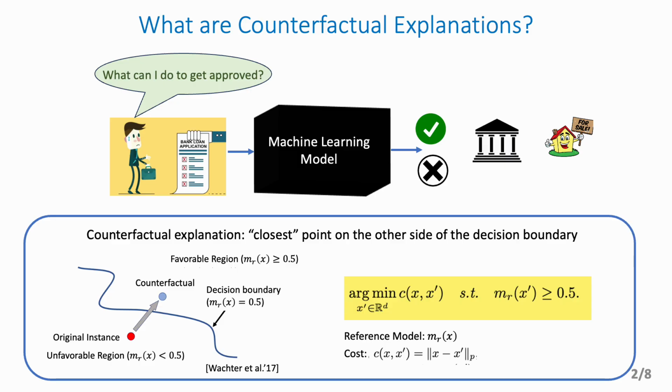Counterfactuals can be obtained by solving an optimization as follows. Here we have a reference model giving a probability of success between 0 and 1, and you are accepted if the probability is greater than 0.5. Cost is a measure of the effort to get there, often taken as the distance between the original point x and the counterfactual x prime. Now the optimization becomes as follows. Given an original point x, we want to find a counterfactual x prime that changes the decision with minimum effort.